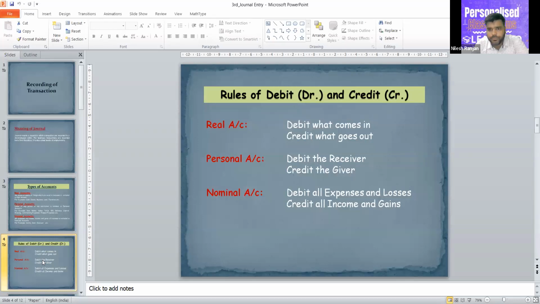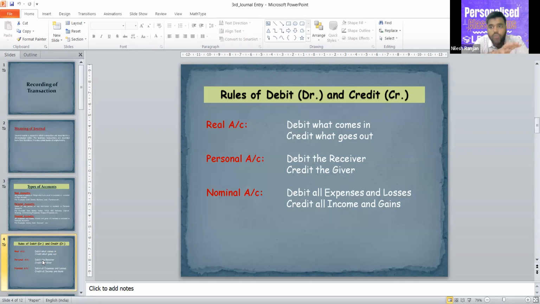Am I supposed to say the transaction? No, you are saying that if money comes in, we will debit it. If money goes out, it will be credited. So I'm saying if furniture goes out, furniture is a real account, yes or no? Yes. Money comes in and furniture goes out. So we will debit the money, cash, and we will credit the furniture.